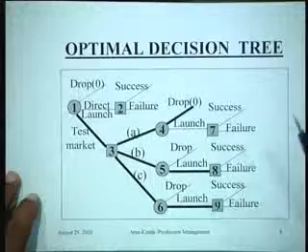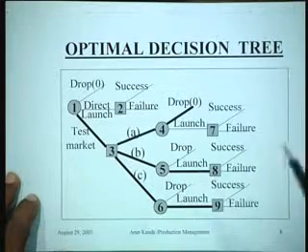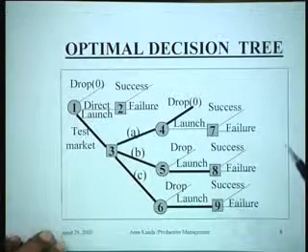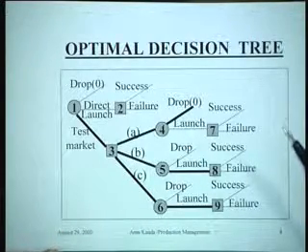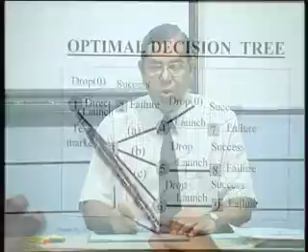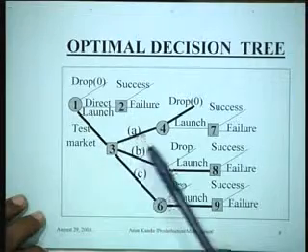Incidentally, this is the optimal decision tree. Let me explain this, and I'll explain the calculations a little later because this is the final result. And because students are generally anxious to know the final result without knowing what the intermediate calculations are, I thought it would be a good idea to just talk about the optimal solution before I go into the computations. The optimal solution really is the one which is shown in dark lines here.